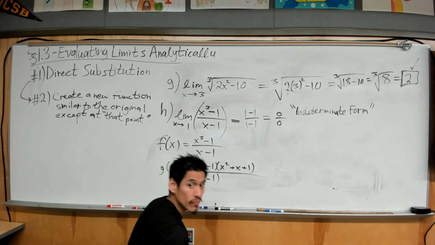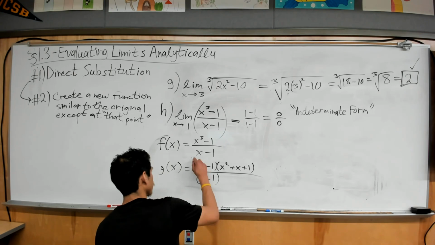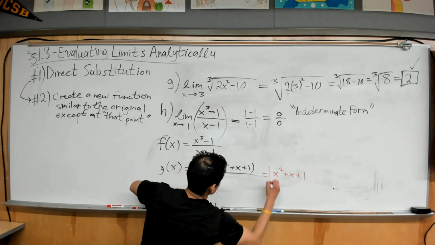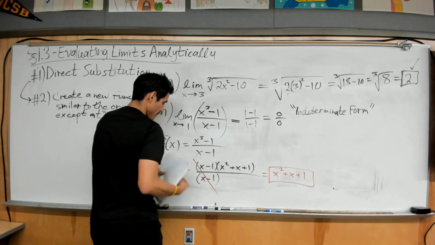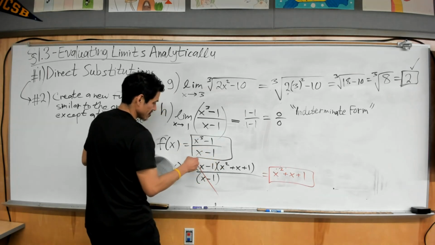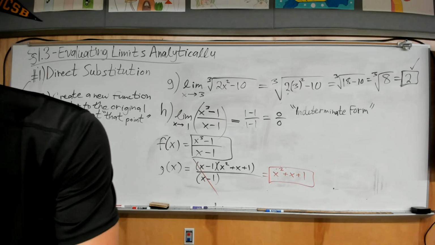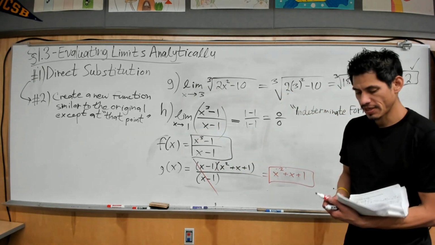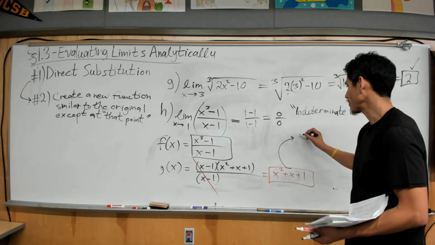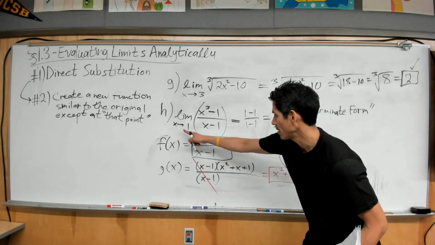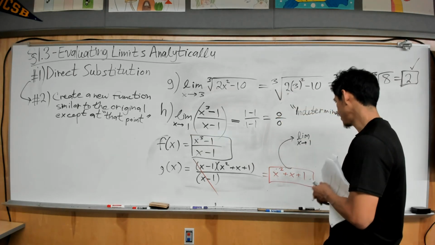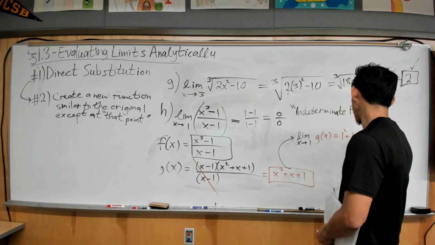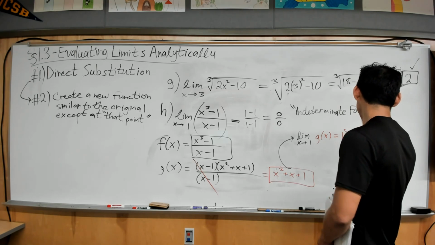We do that because these x minus 1s will cancel. And so g of x is just equal to x squared plus x plus 1, whereas f of x is the original. We do this because we can plug the 1 into this. So the limit as x approaches 1 of g of x is going to be equal to 1 squared plus 1 plus 1, which is 3. So that is our answer.